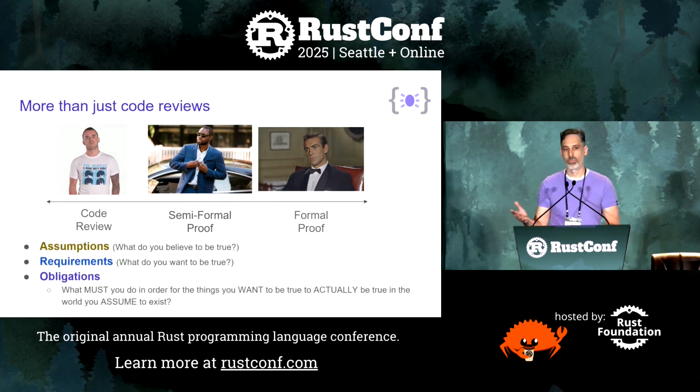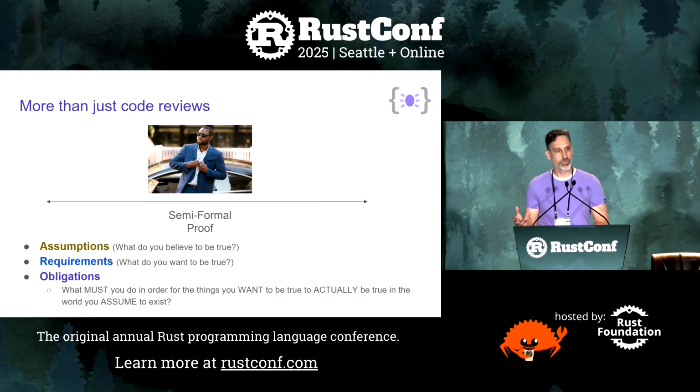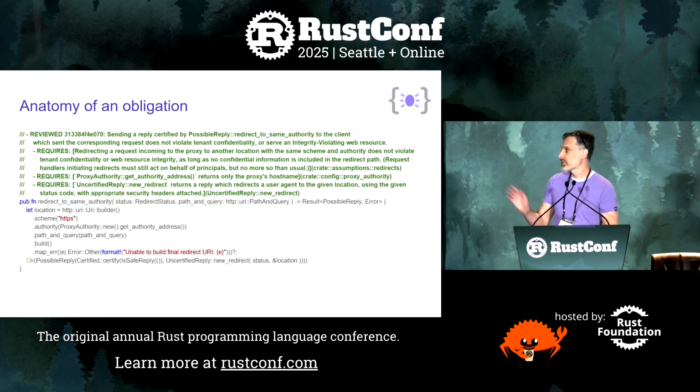And there are three key components. We have to clearly state the assumptions that we are making about the world. We have to state the requirements for what the software must do. And finally, and crucially, there are the obligations. What must a certain block of software do in order to meet the requirements in the world that we assume to exist? So, what does this look like in practice?